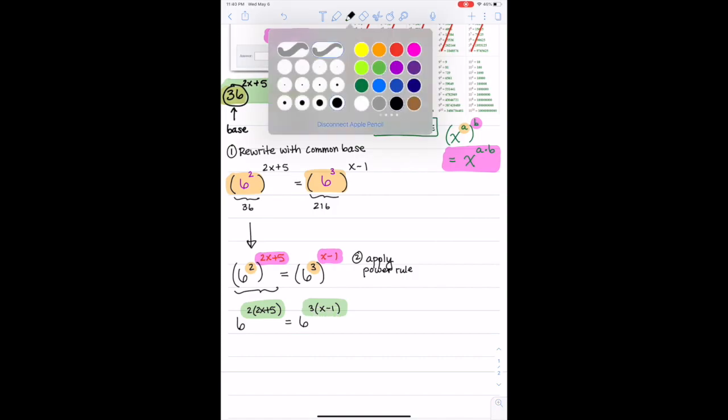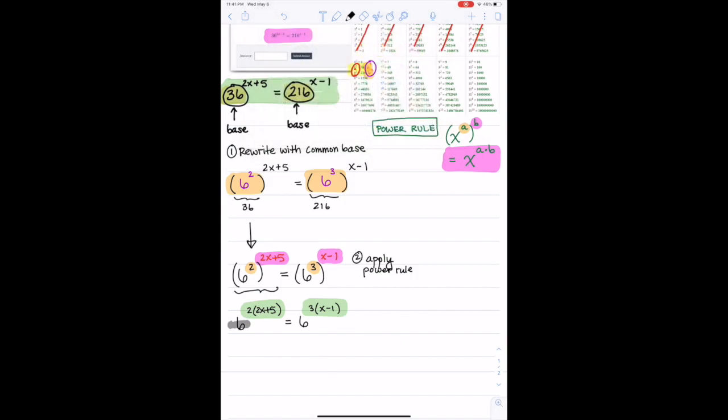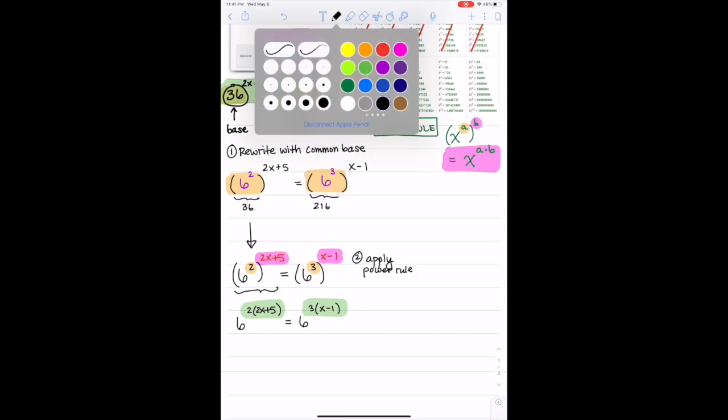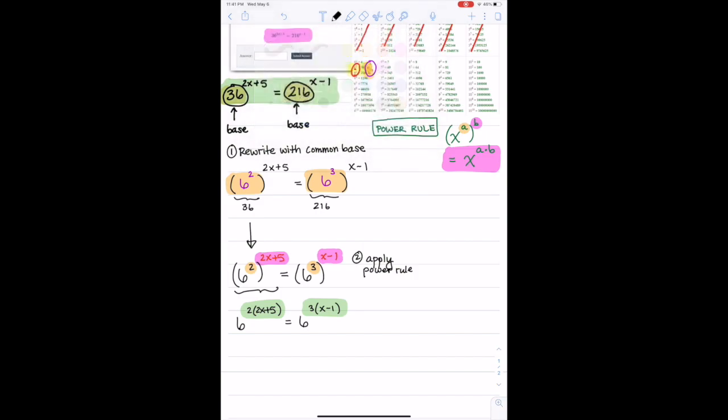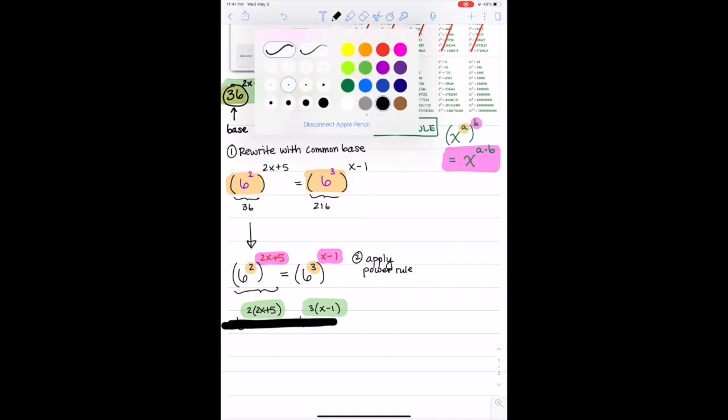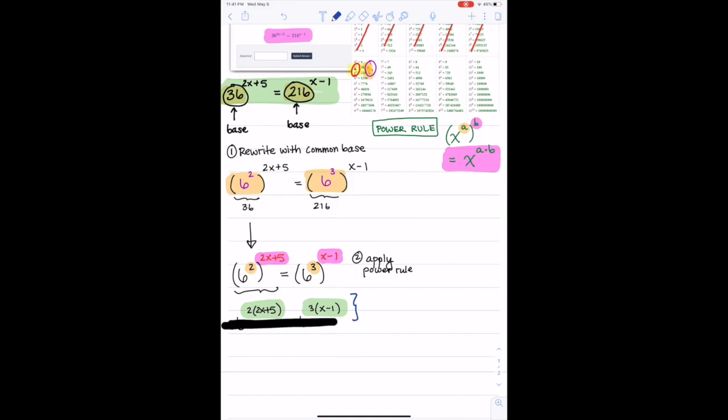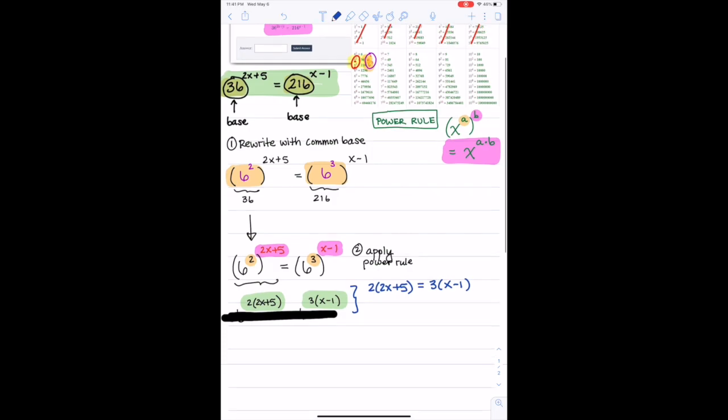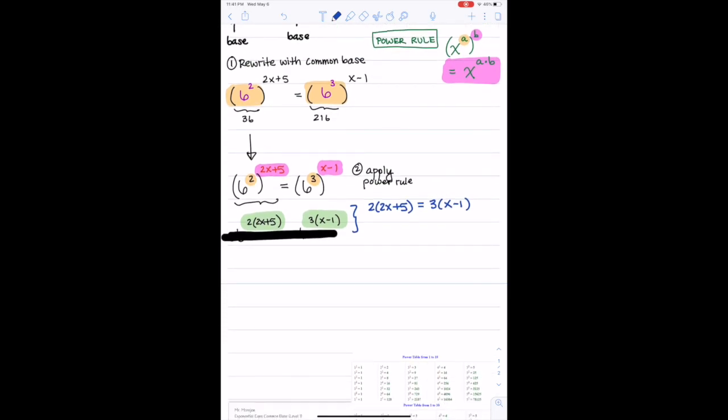So we can pretty much ignore the bases because they're the same now, and we can focus on these 2 powers. So our goal now is to try to figure out where 2 times 2x plus 5 equals 3 times x minus 1. And that hopefully looks a lot simpler to you, because it should remind you of a pretty basic linear equation that you solved in integrated 1 and integrated 2. So we're going to go ahead and solve it real quick.